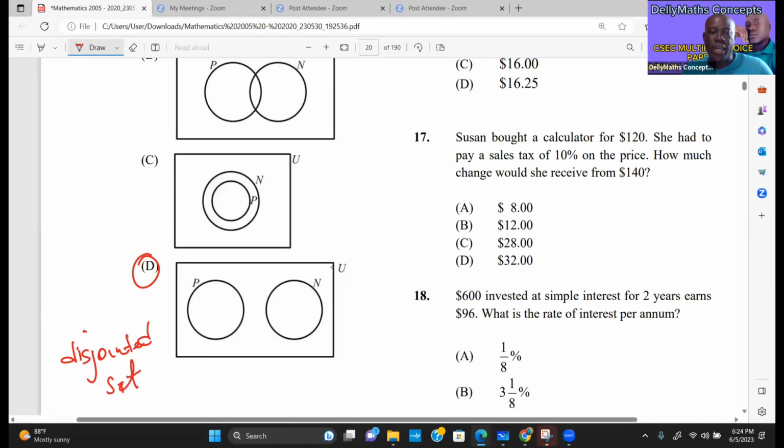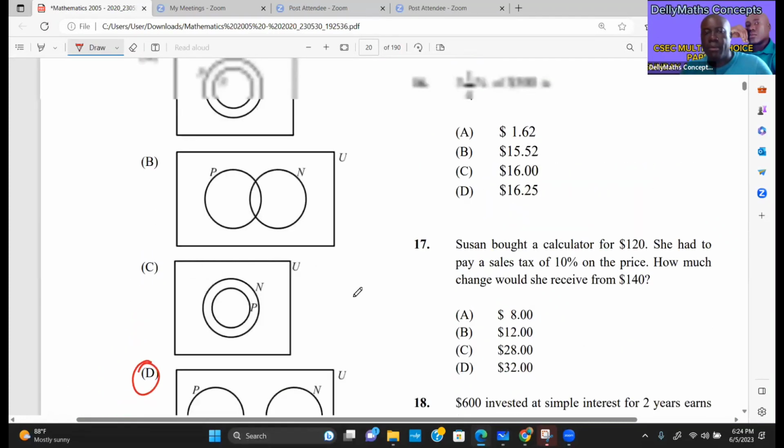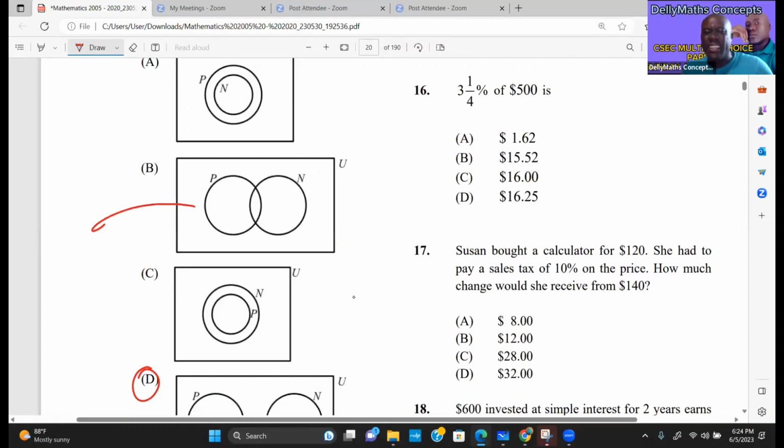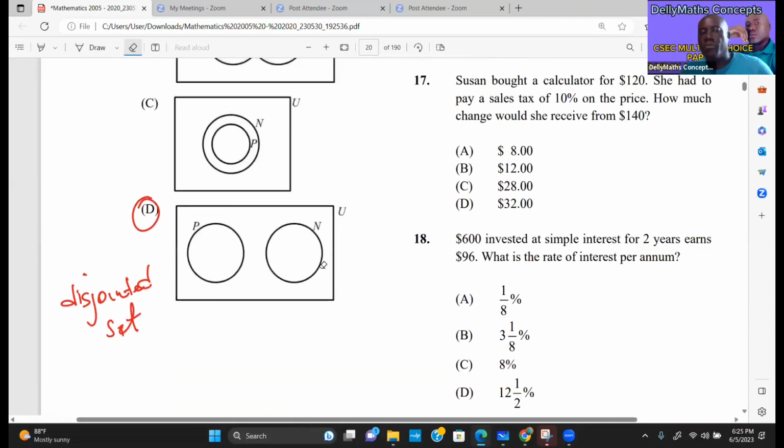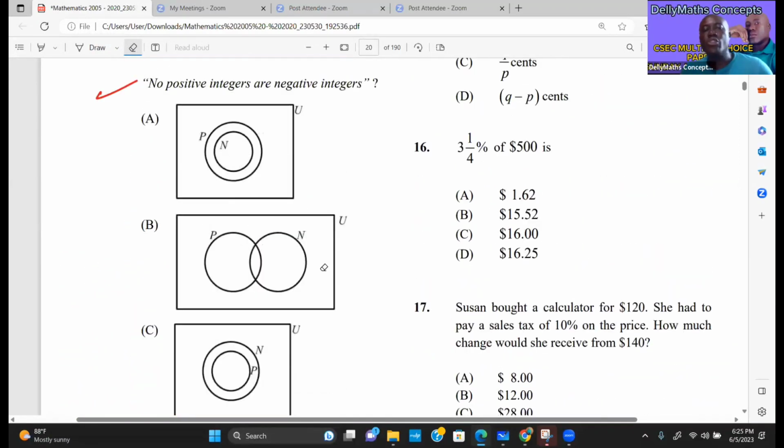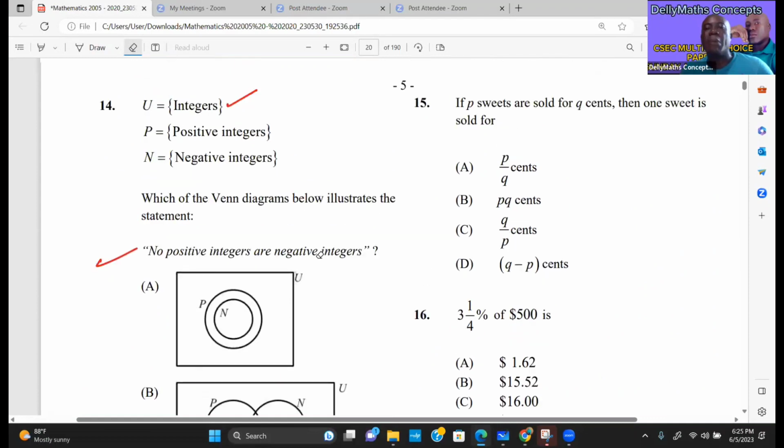A disjoint set is sets that have nothing in common. This one is called an intersecting set. They are intersecting, they are sharing ideas. So we have intersecting sets and disjoint sets. This answer would have been a disjoint set because there is no negative number that is a positive number.